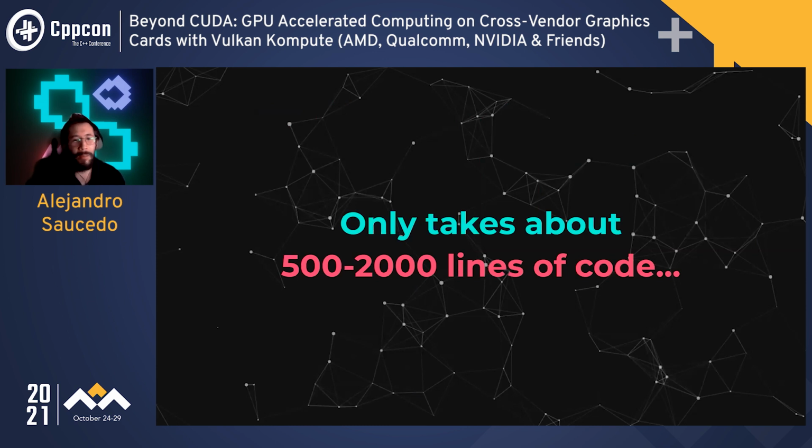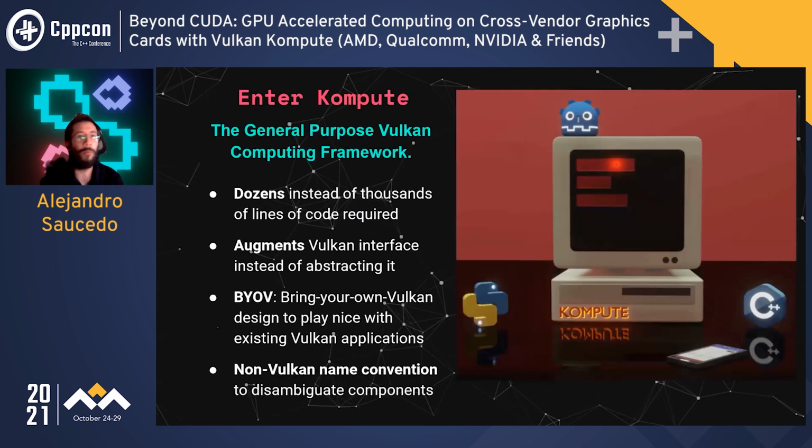And it only takes us about 500 to 2,000 lines of code, right? So, one afternoon of powering through the ins and outs of your low-level GPU. But this is kind of the motivation of why we actually created Kompute.